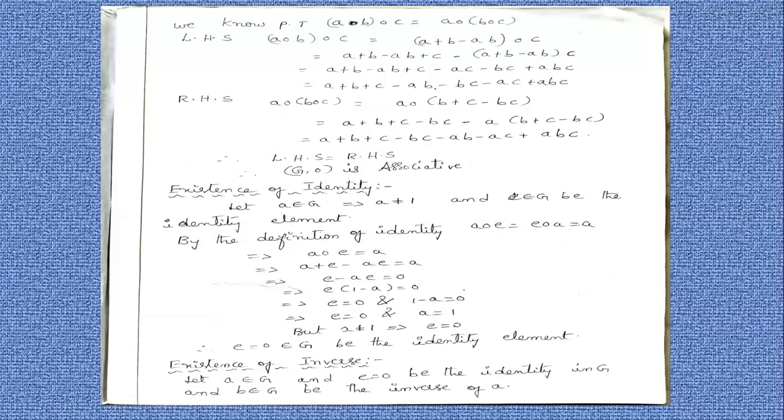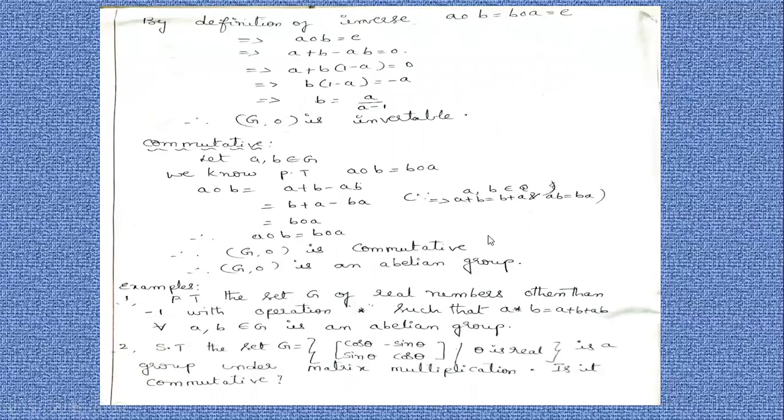Next one is existence of inverse. What do you know about the existence of inverse? Let A belongs to G implies there exists B belongs to G such that A circle B equals B circle A equals E. Let A belong to G, and E equals 0 be the identity element in G, and B belongs to G be the inverse of A. Listen carefully. By the definition of inverse, A circle B equals B circle A equals E, implies A circle B equals E.